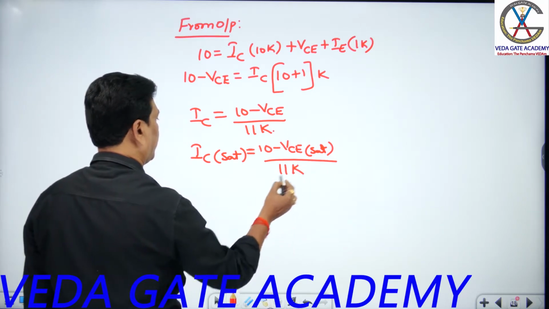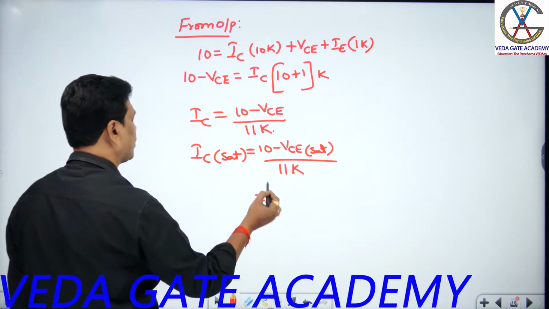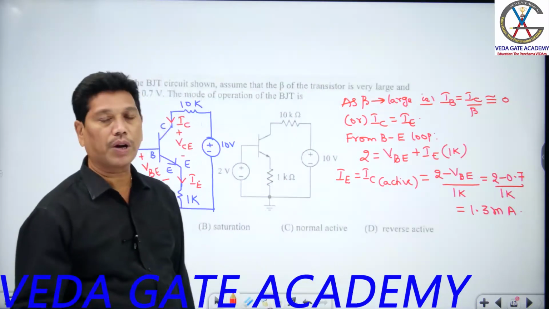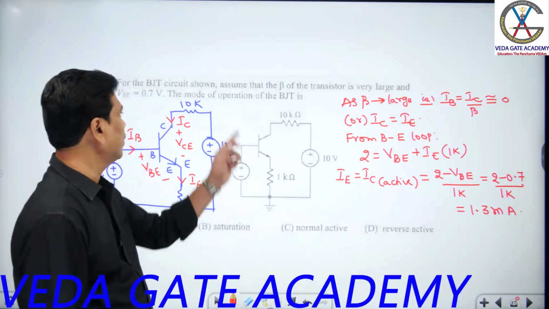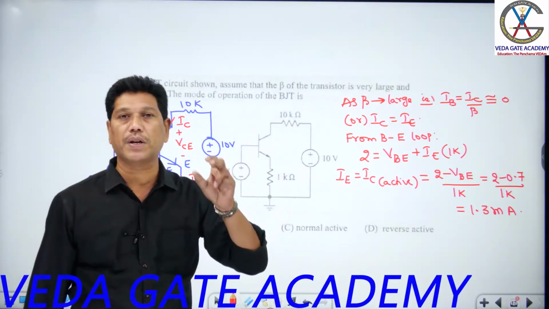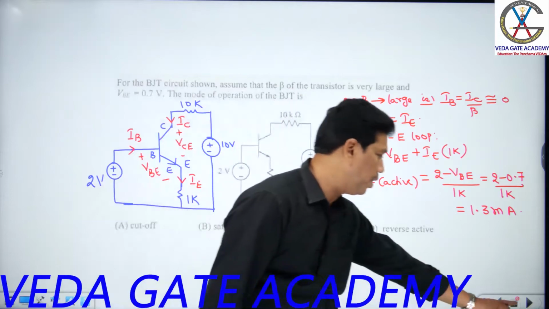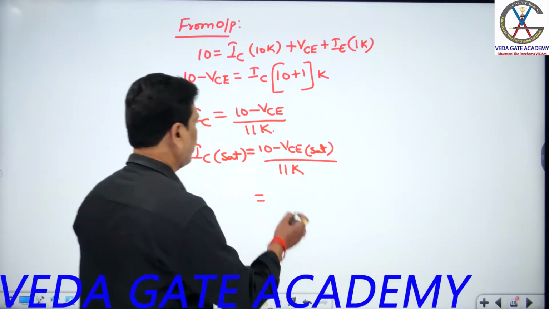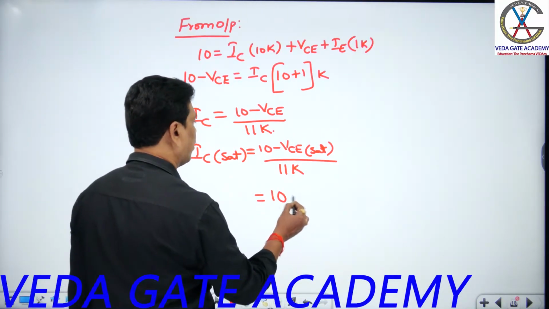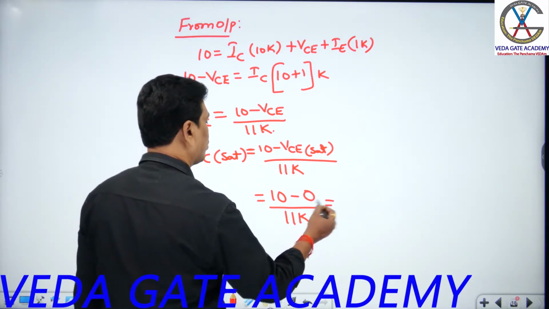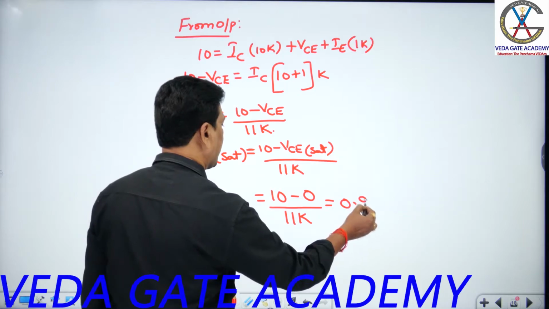Okay. So VCE saturation is not specified in the question. If it is specified, you can consider either 0.1 or 0.2, students. So if VCE saturation is not mentioned in the question itself, ideally you take it as 0. Ideally you take it as 0 for that. So VCE saturation not mentioned, I can take it as 0, so 10 by 11K. So it comes around 0.9 milliampere, students.